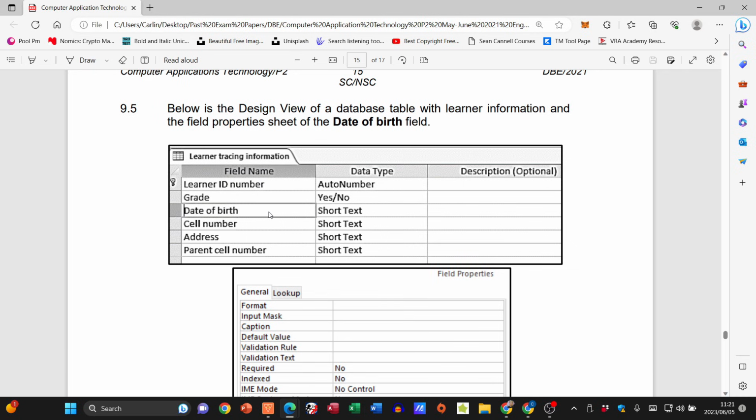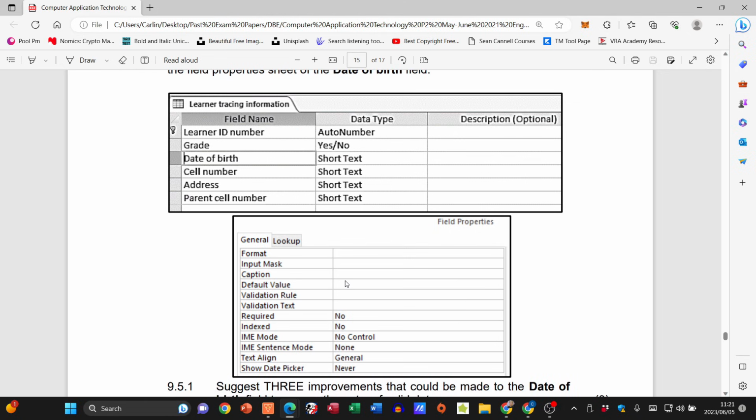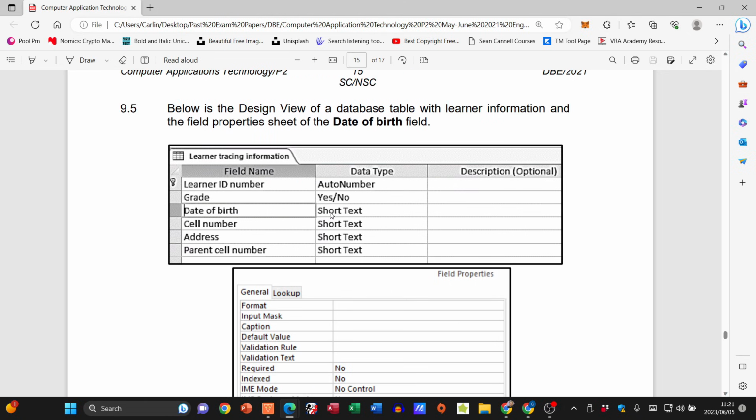Okay, so one of the first things I pick up is the date of birth, because what are we typing in there? We're typing in a date, right? So we should have the date picker where it's actually going to bring up a calendar. Do we have that anywhere here? No, I don't see that. The data type should already be date type or date time. Do I see that here? No, I don't. The format should be changed.